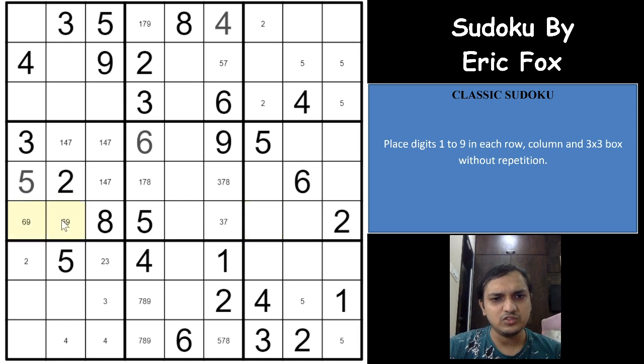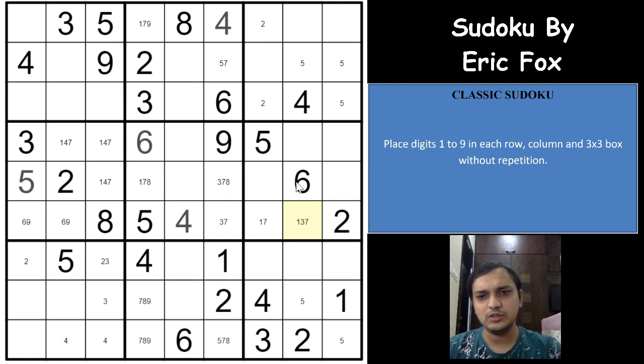Because of the 6 9 pair we can write the remaining 4 digits, out of which 4 cannot be in these three cells, which means 4 has to be here, and the 3 remaining digits are 1 3 and 7, of course. 3 is already here, so 1 and 7, and it has to be 1 3 and 7. We are good till now, going good.